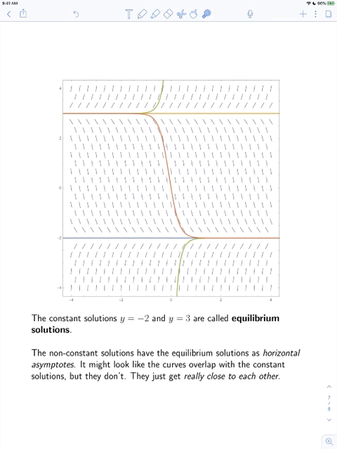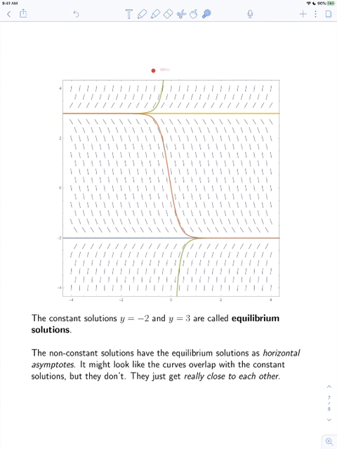The non-constant solutions have the equilibrium solutions as horizontal asymptotes. So for example, there's one in the middle here, and as you move to the left, it approaches the horizontal line y equals 3, and as you move to the right, it approaches the horizontal line y equals -2. It might look like it overlaps, but it doesn't. It just gets really close. So these are really close to one another, but they don't actually overlap.